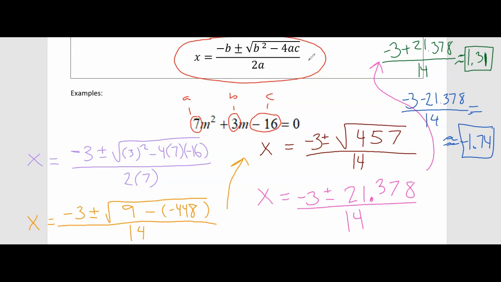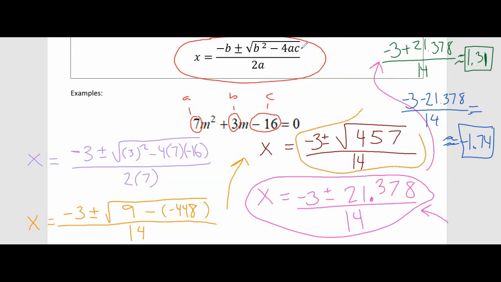One thing to note is that you do not have to round right here. We could eliminate this entire step, right? And we could just punch this into our calculator twice. We could just keep it as the square root. So it's kind of up to you.